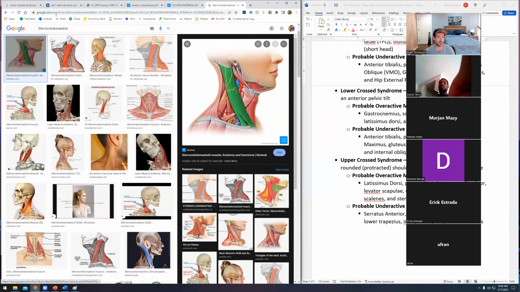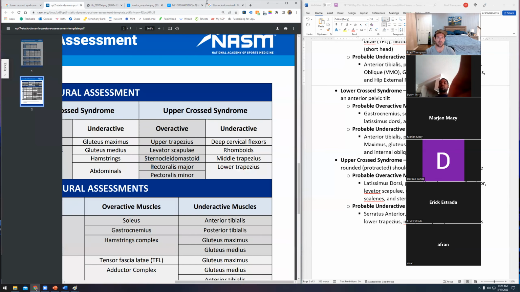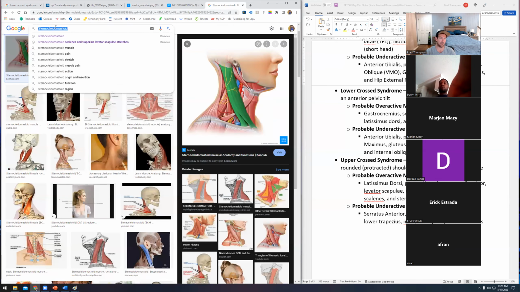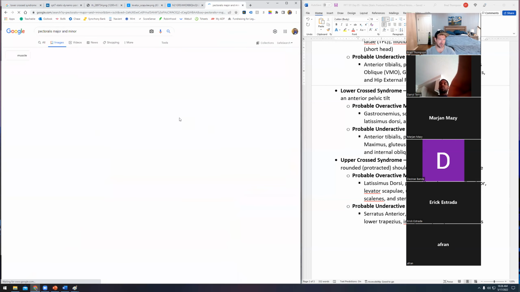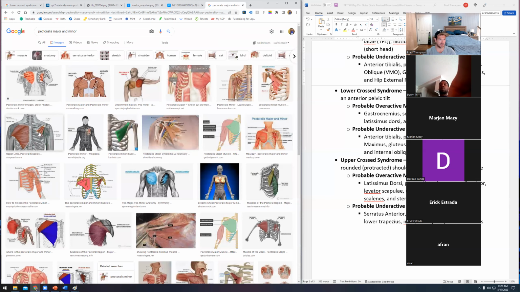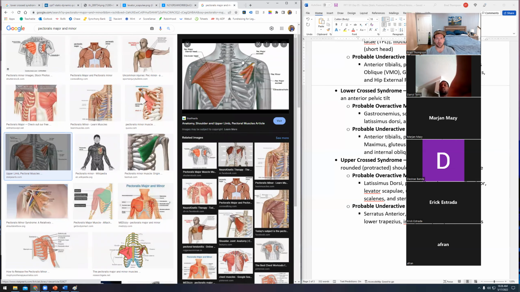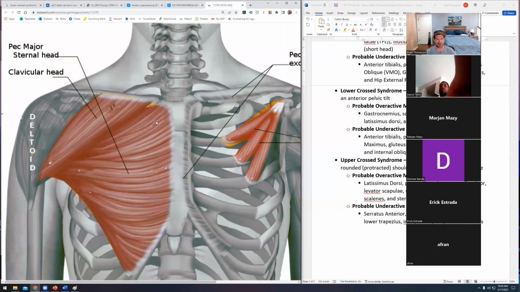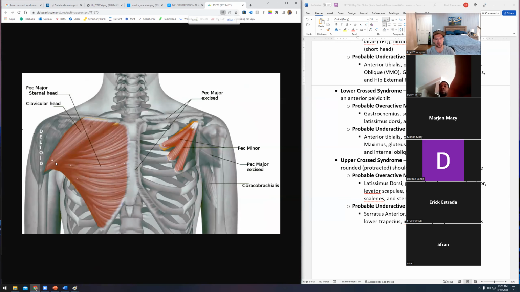Then we've got tight muscles in the pec major and pec minor. Picture of these two together. There we go. So pec major is the big one over here on the left, and the pec minor is the little one over here on the right. You'll notice these both grab different places. This pec major grabs your humerus. So your main large pec muscle that we see reaches across and grabs the humerus.